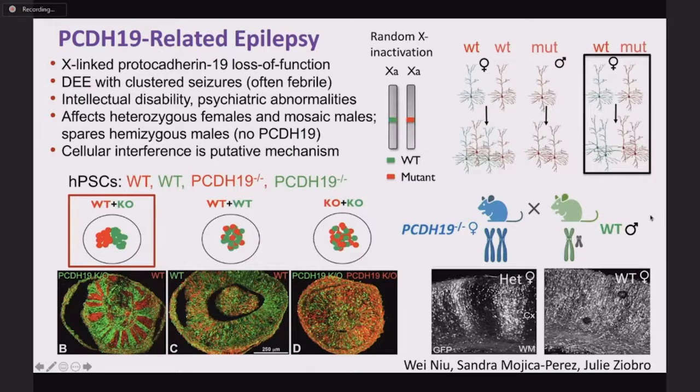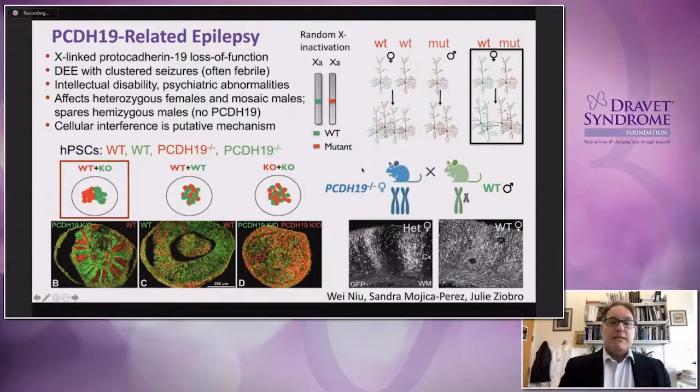And now we're using both models to test an antisense oligonucleotide therapy. And the idea is to knock out the normal PCDH19 to make it look like a hemizygous male and see if that corrects the abnormality.